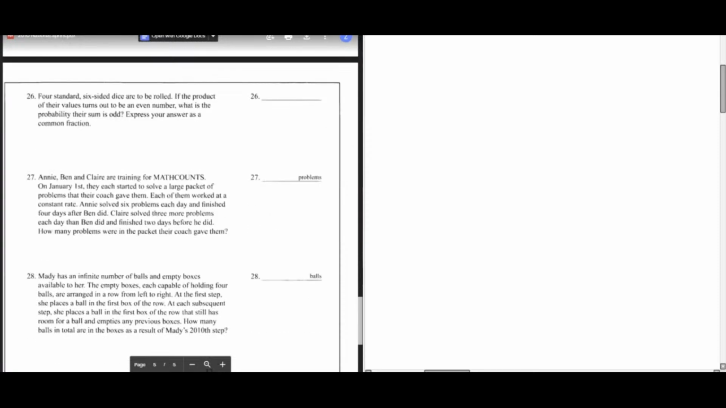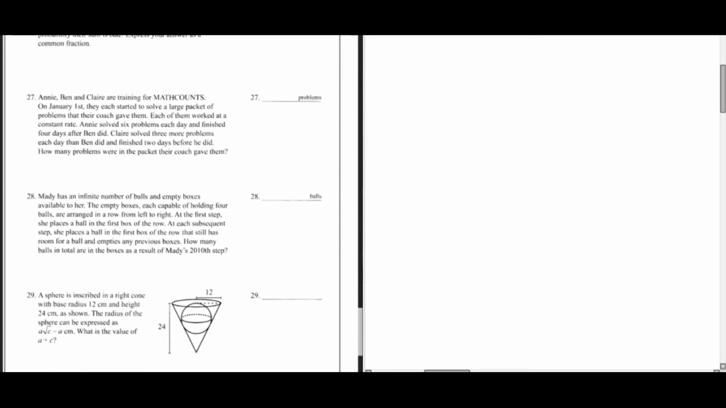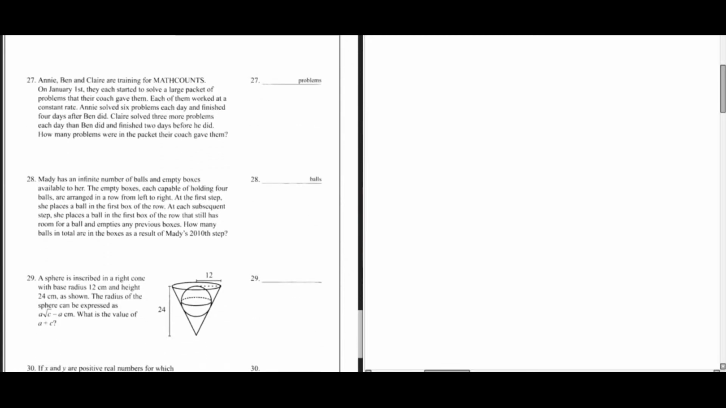Okay. So Annie, Ben, and Claire are training for Mathcounts on January 1st. They started to solve a large packet of problems that their coach gave them. Each of them worked at a constant rate. Annie solved 6 problems each day and finished 4 days after Ben did. Claire solved 3 more problems each day than Ben did and finished 2 days before he did. How many problems were in the packet their coach gave them?